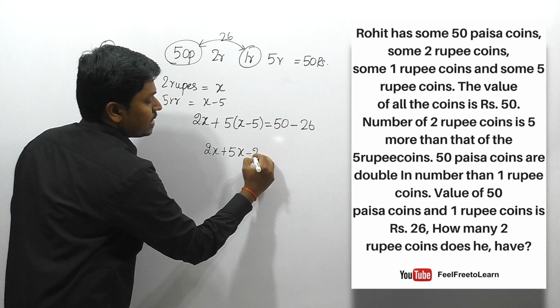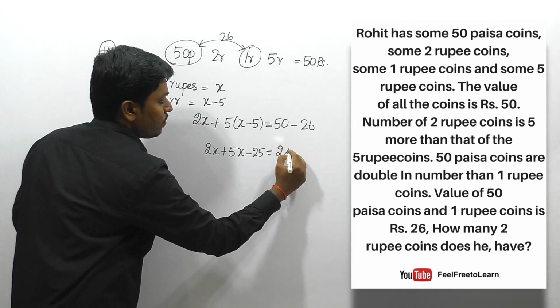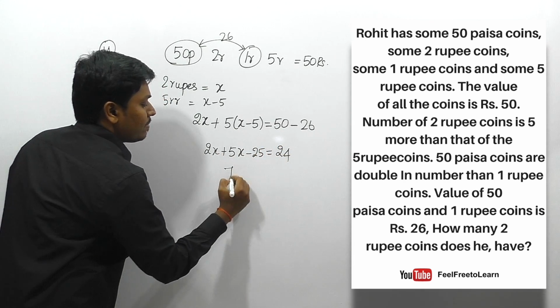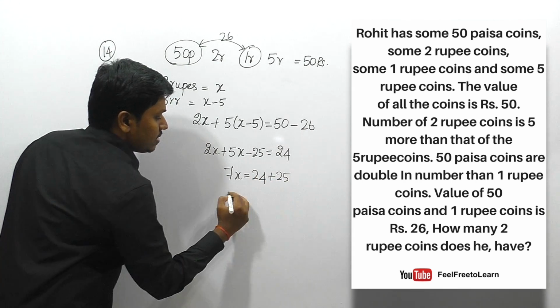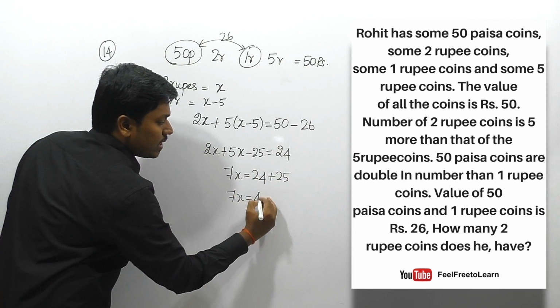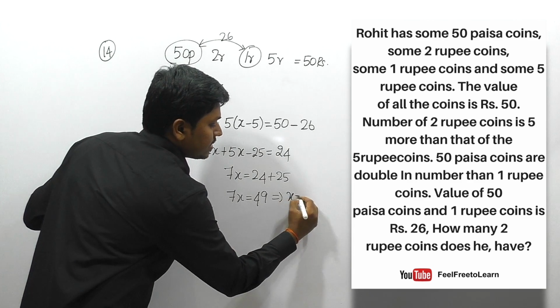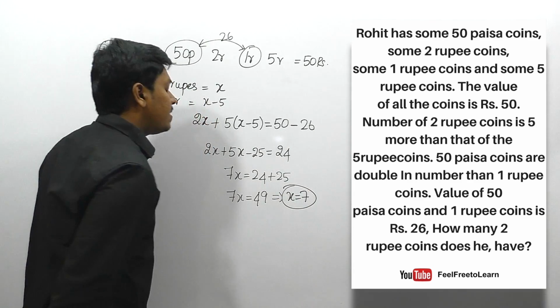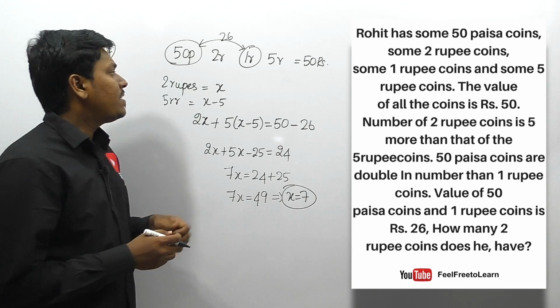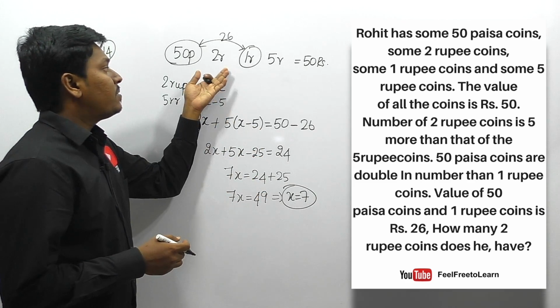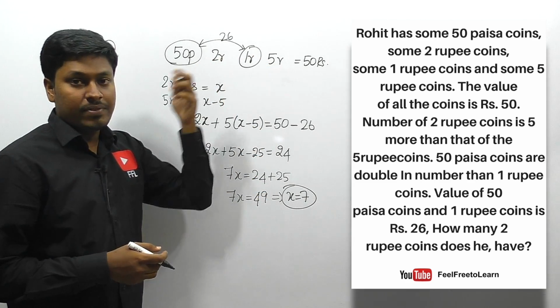So 5x minus 25 is equal to 24. So 5x plus 2x will be 7x. So 7x is equal to 24 plus 25. So 7x is equal to 49. So finally we get x is equal to 7. So finally we can say that the number of 2 rupee coins will be 7. Or otherwise, you can substitute the values here and check whether we are getting 50 rupees or not.